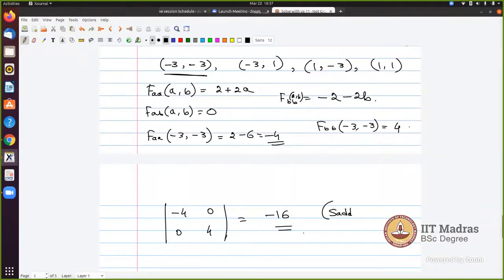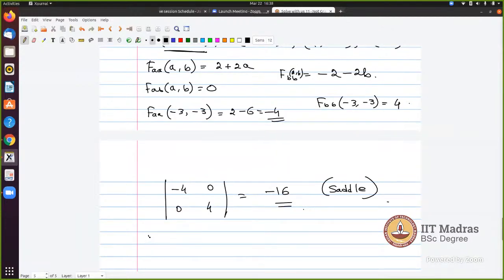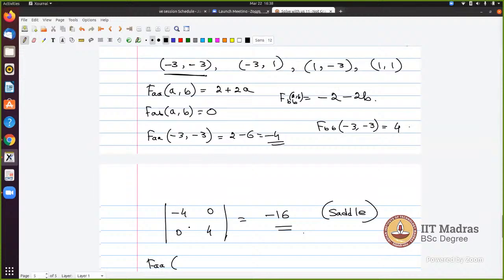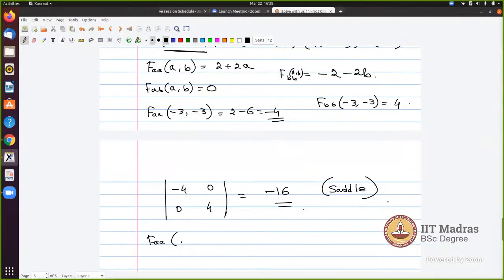Okay. So for the second point, can you tell me what are these values? Now the second point is minus 3 comma 1. What is this?